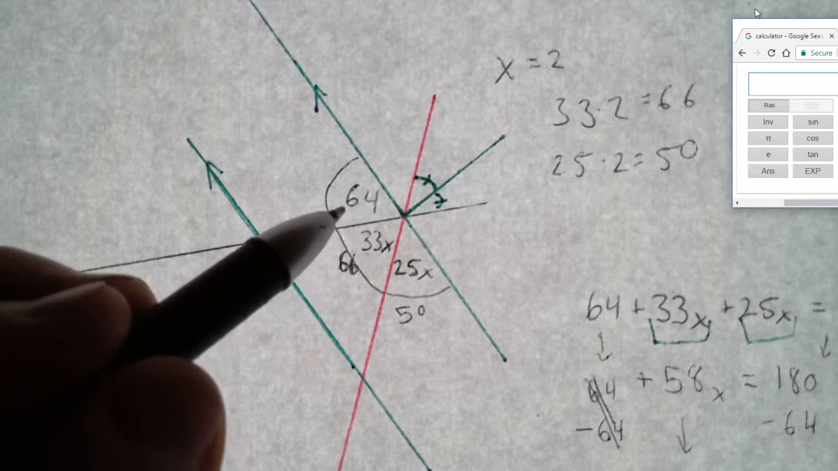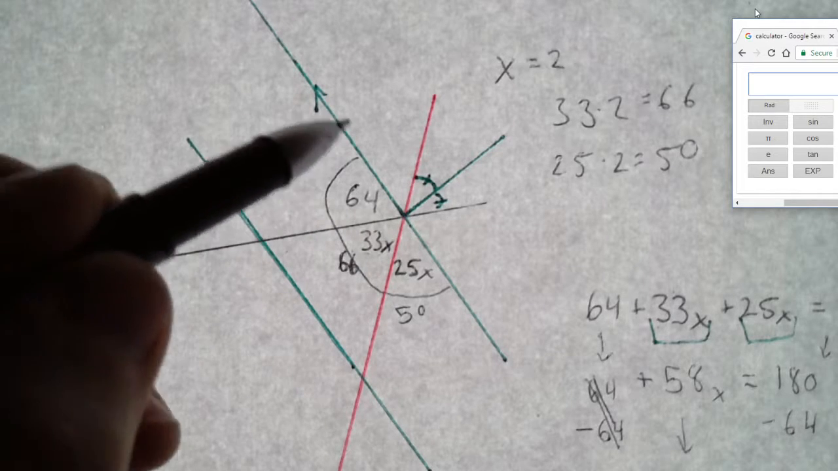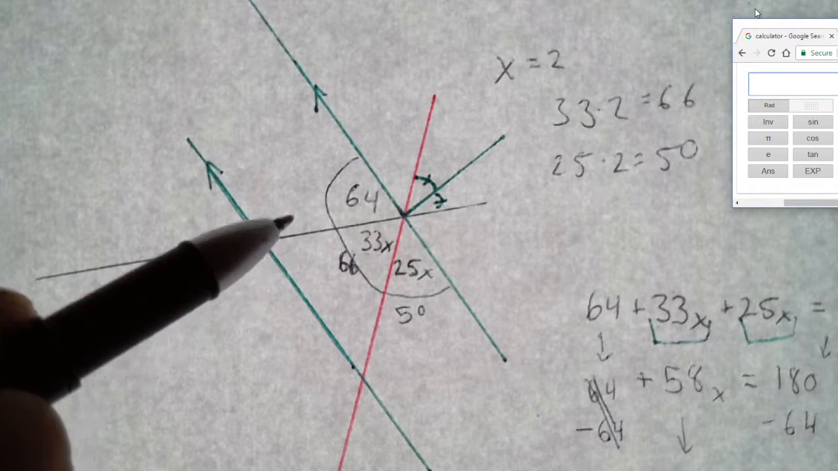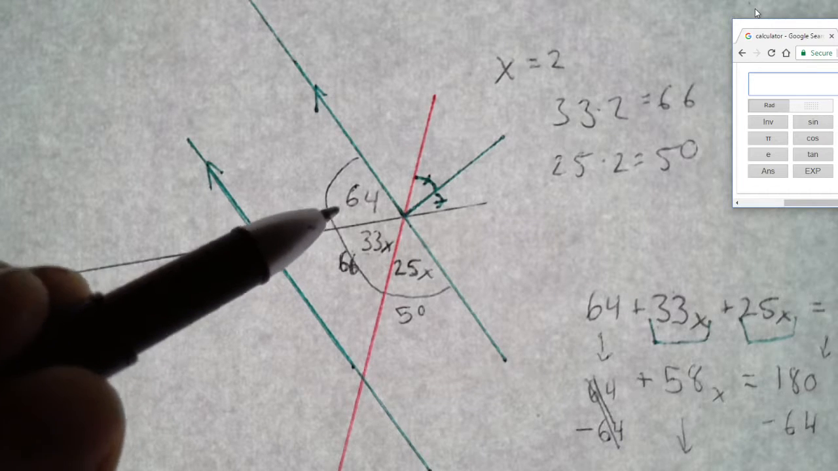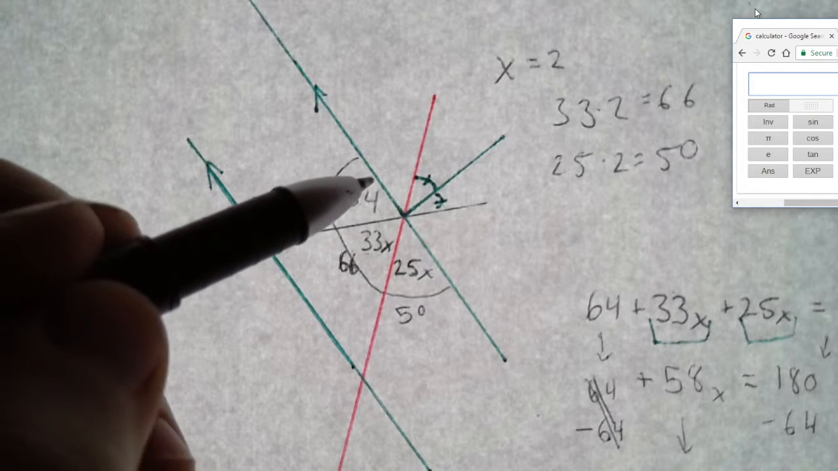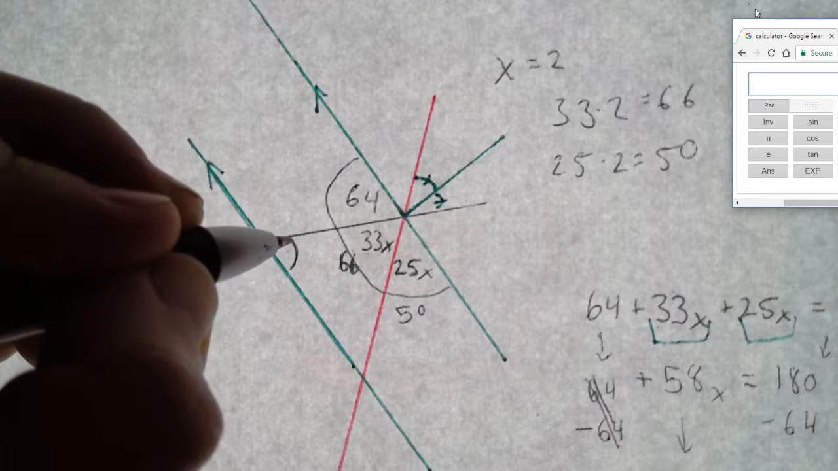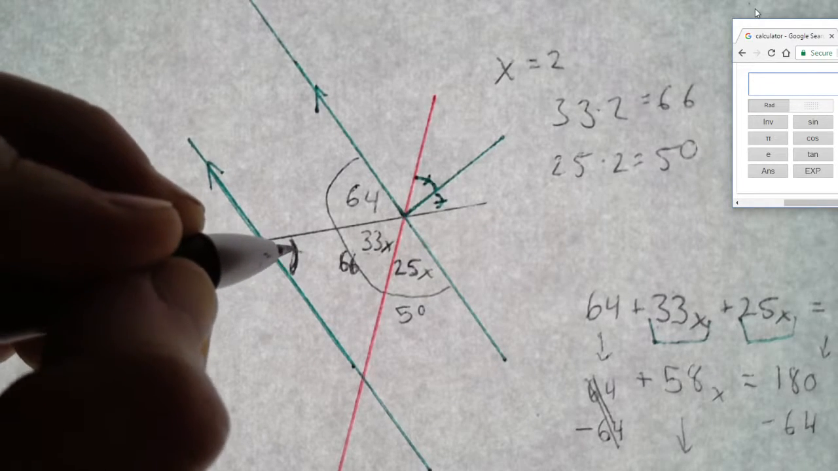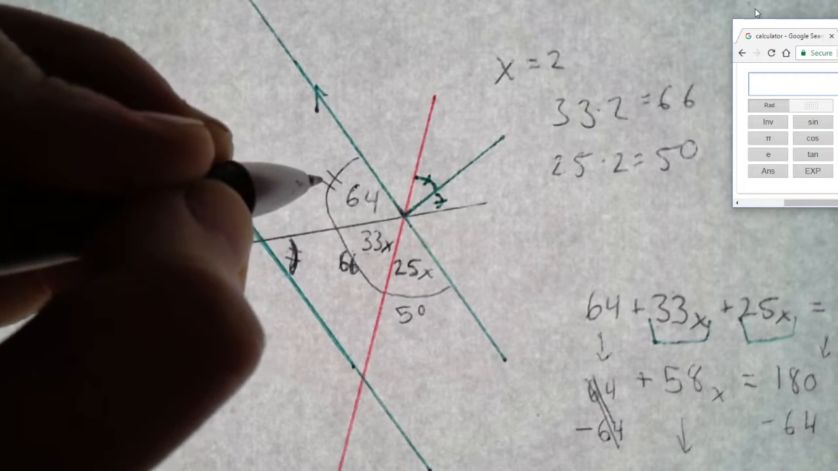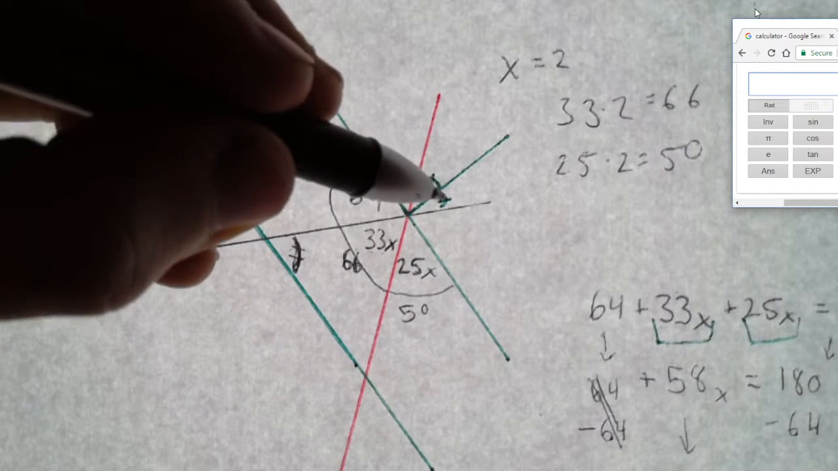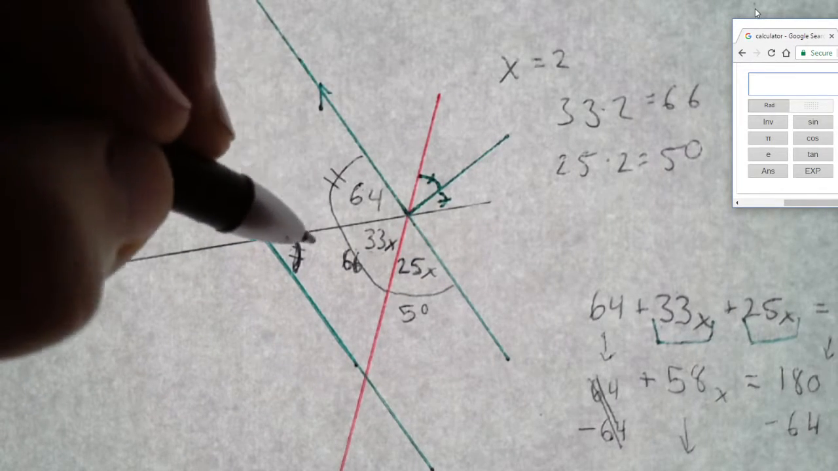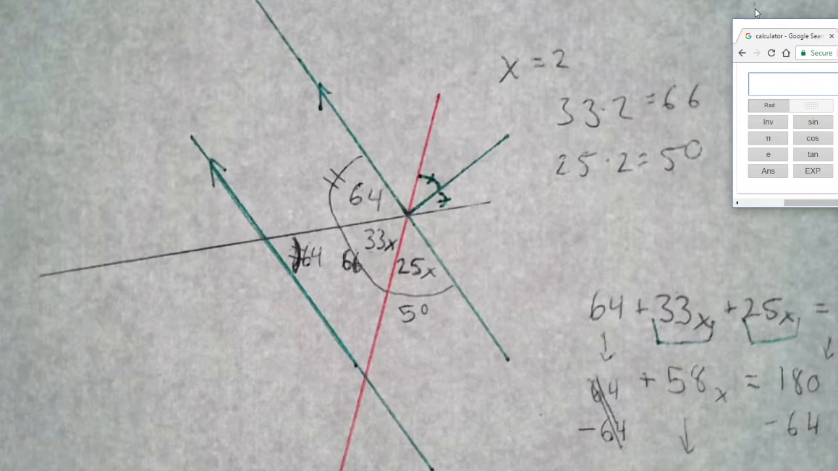I see the 64 here. I see a parallel transversal with the black line. This is my alternate interior angle. If I have 64 here, that means I have 64 over here. Now I'm going to start using these hash marks. So I already have a single hash mark here to this single hash mark, so I got to use 64 to 64. This angle over here is 64 degrees.